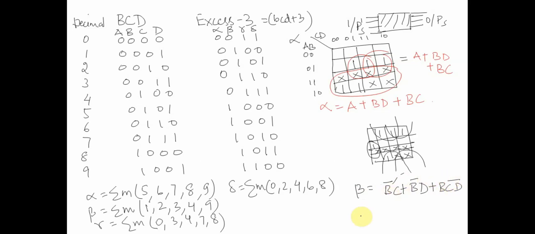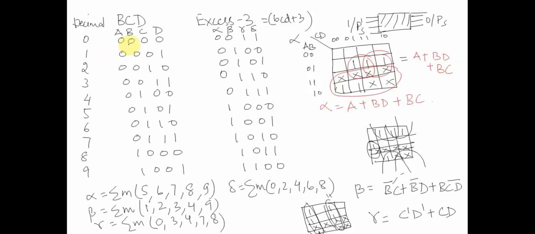Right, now if we move on to our gamma, let's quickly do it. So basically all these are don't care. My gamma is summation of 0, 1, 2, 3, 4, 5, 6, 7 and 8. So basically this is one grouping and this is another grouping. So my gamma in this case would be what? C bar D bar plus this would be CD.